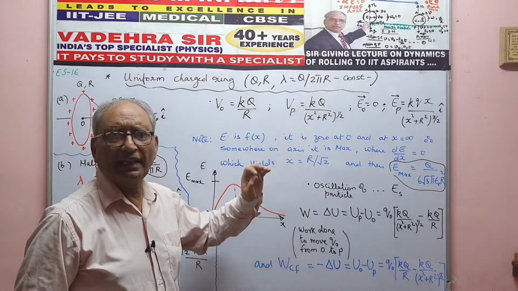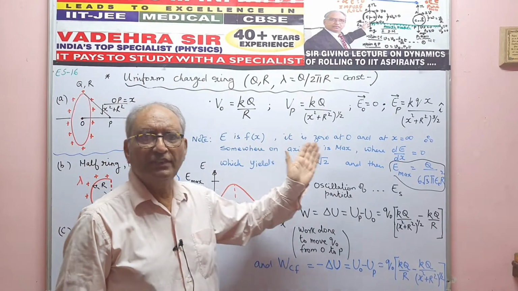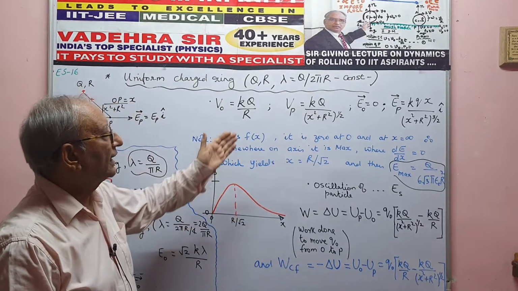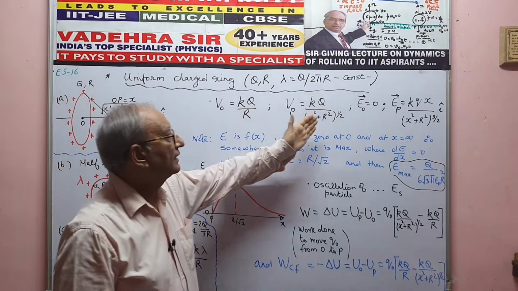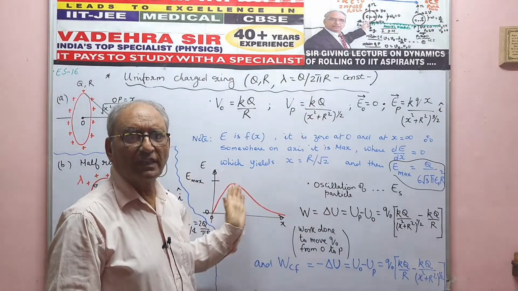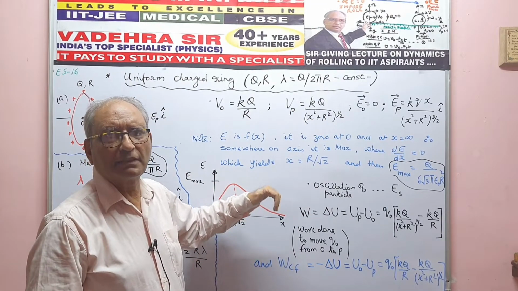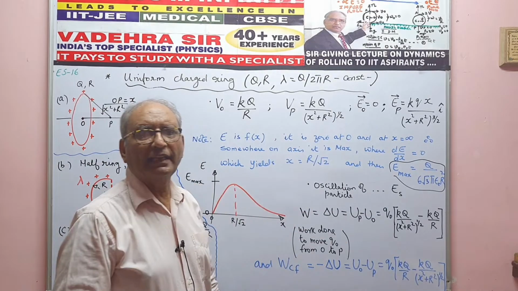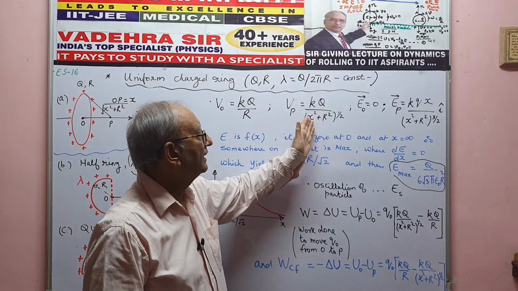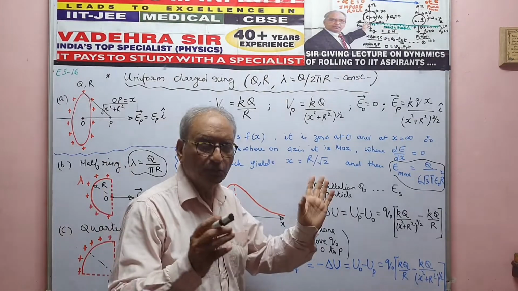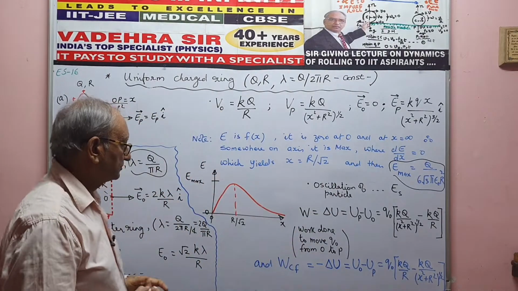You can do an exercise for plotting the graph of V versus x as well. Well, V at the center is of course kq by r. On P it is kq upon root of x square plus r square. So then it will rise, reach a maximum, and then it will fall again, because when x approaches infinity, again Vp will become 0. Do that as an exercise.